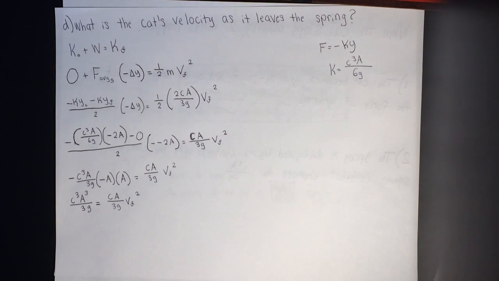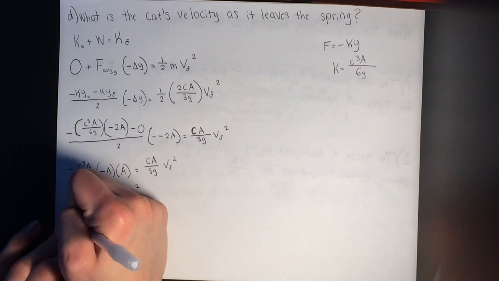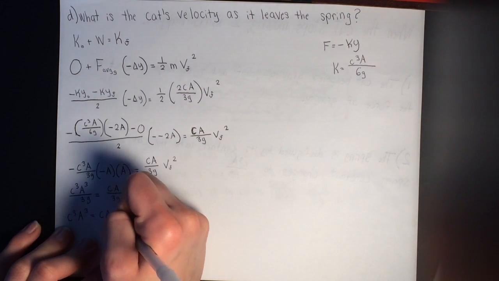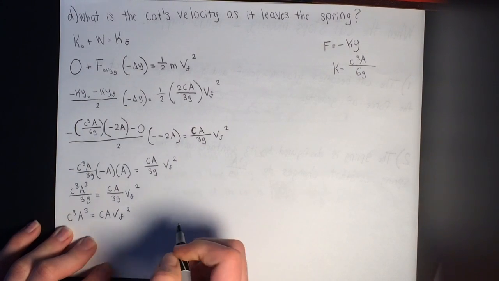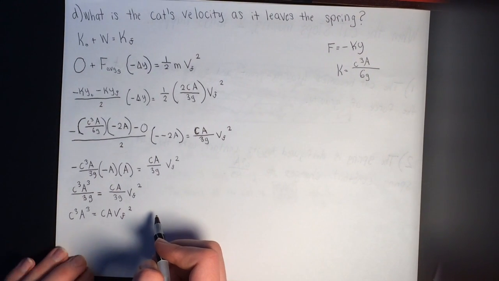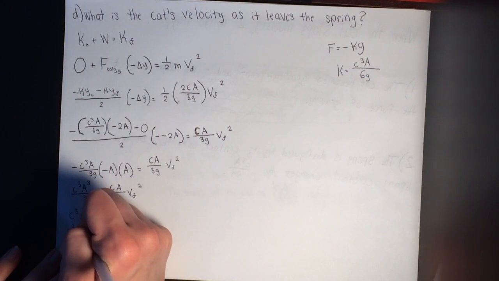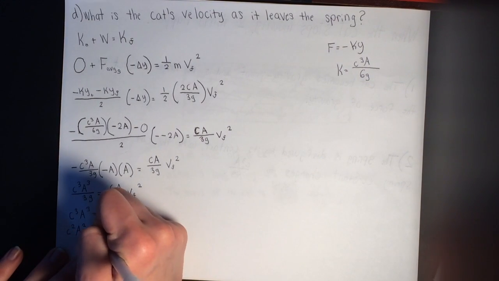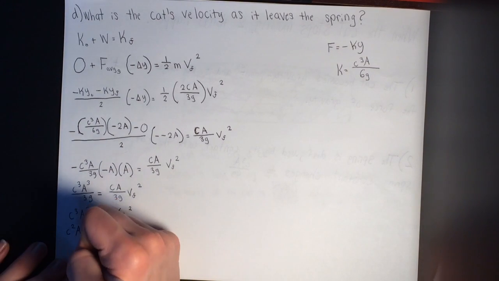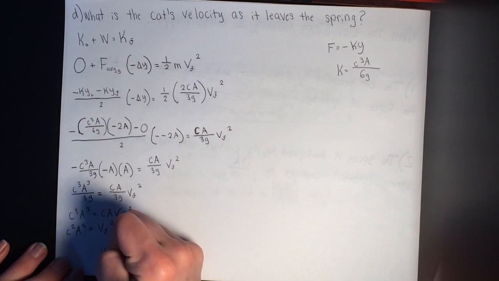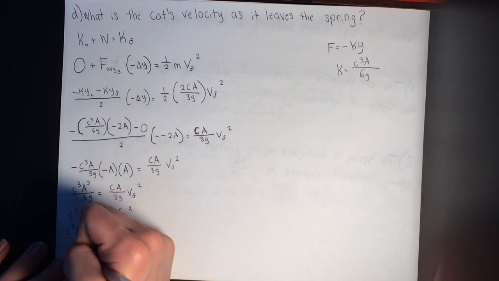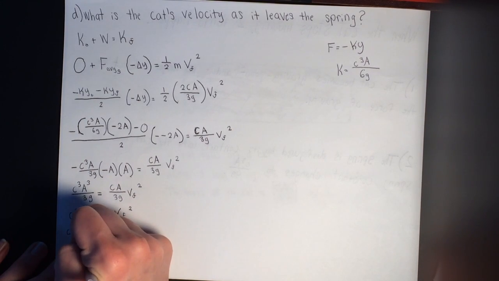Now we can multiply both sides by 3g to get c cubed a cubed equals ca v final squared. And then remember, we're solving for v final. We can divide both sides by ca. So this will be c squared a squared, and this will just be v final squared. And then we finally got that v final is equal to the square root of c squared a squared, which is just ca.